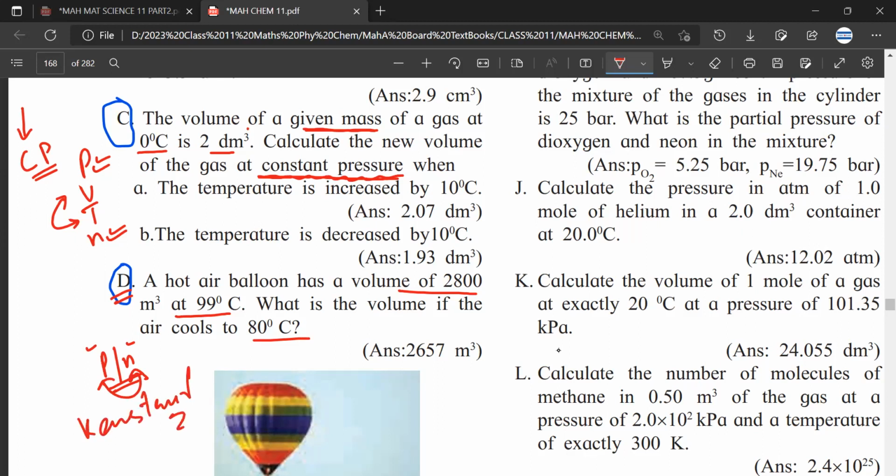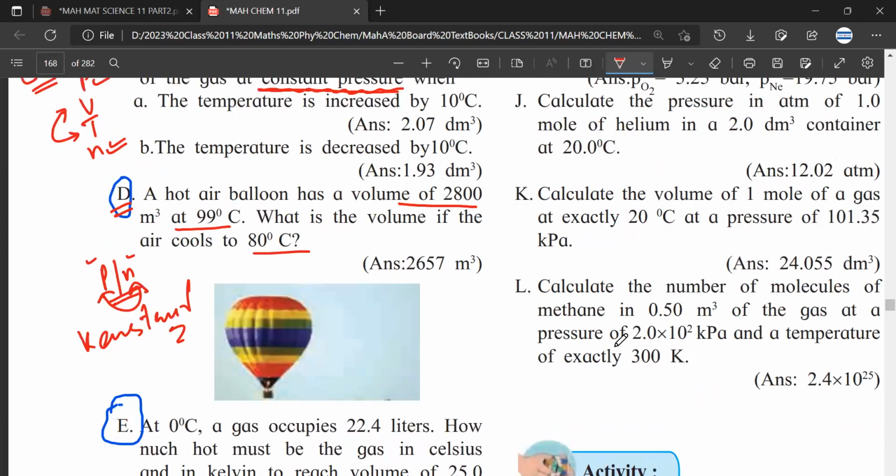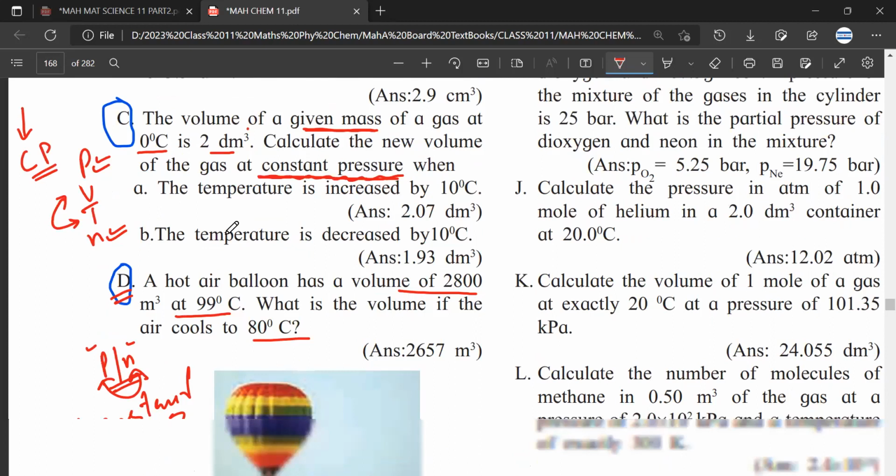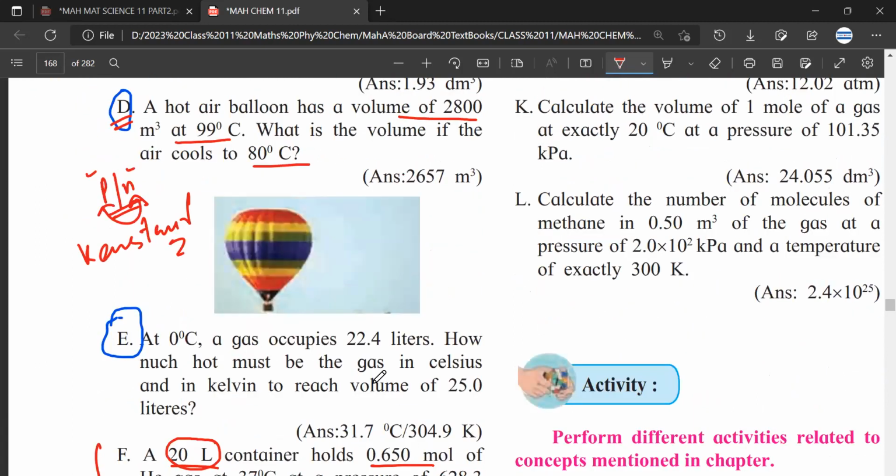See, right now we are doing numericals of Charles law. So we understand that in numerical C, numerical D, numerical E, at 0 degrees Celsius a gas occupies 22.4 liter. How much should the gas be heated, in Celsius or Kelvin, to reach a given volume? We understand that Charles law, V1 upon T1 is equal to V2 upon T2, would be applicable.